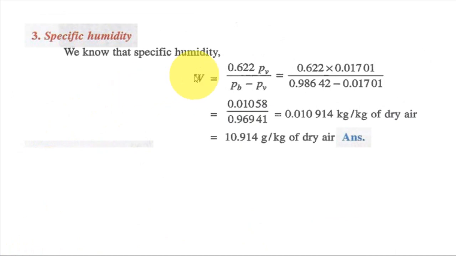Next, specific humidity W: the formula is 0.622 into Pv upon (Pb minus Pv). Putting down the known values, I got the humidity ratio equal to 10.914 gram per kg of dry air.